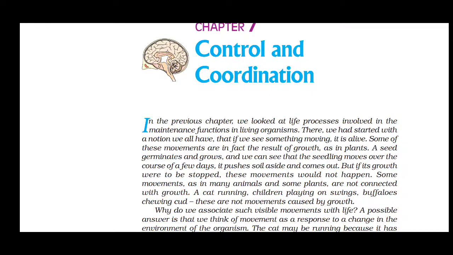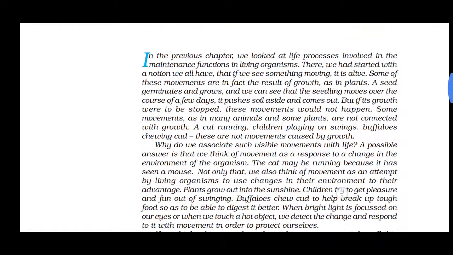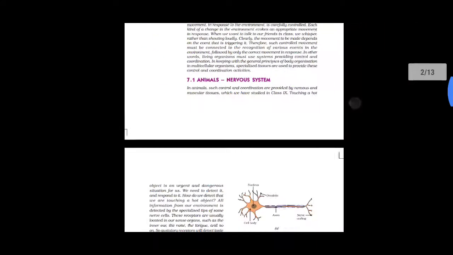Now both plants and animals respond to stimuli, but the responses of plants and animals are different. There are certain systems which control and coordinate in animals. This control and coordination is mainly done by the nervous tissue and the endocrine system. The nervous system and the endocrine system. Now first we will be learning about the nervous system in animals.